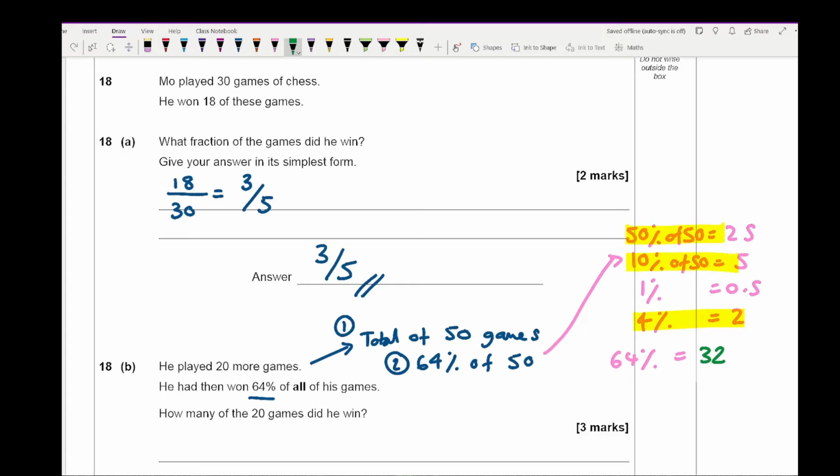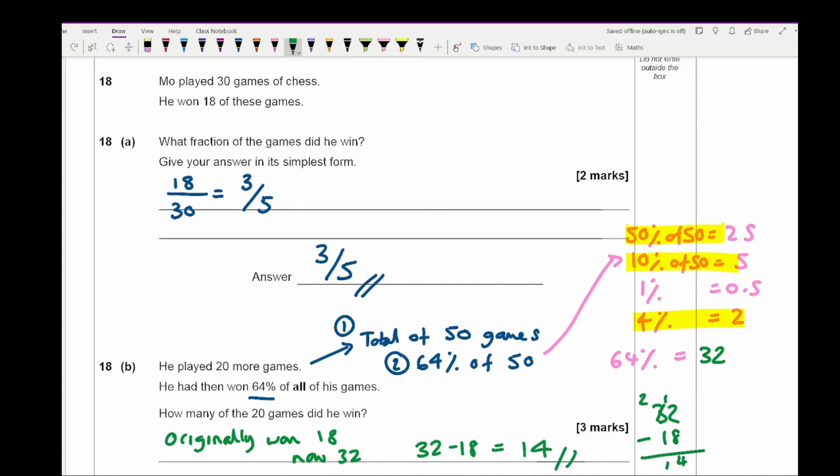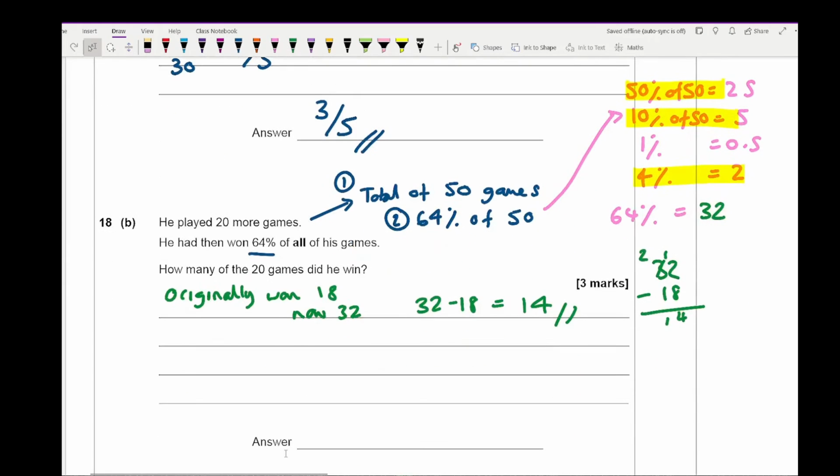So from this, we know that he'd originally won 18 games, has now won 32. So then to work out how many of the 20 games did he win, we just need to do 32 take away 18, and again 32 take away 18 gives us an answer of 14. And there we go.